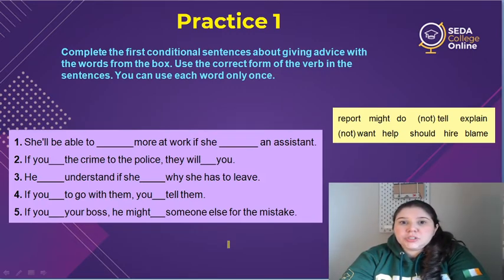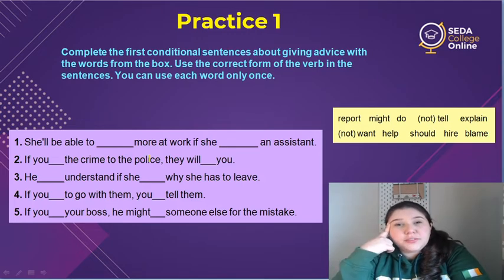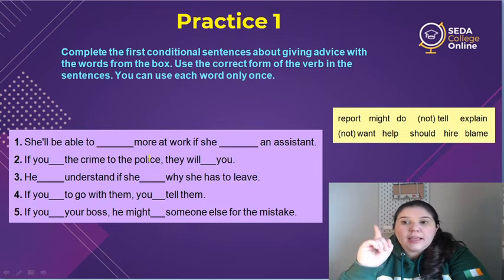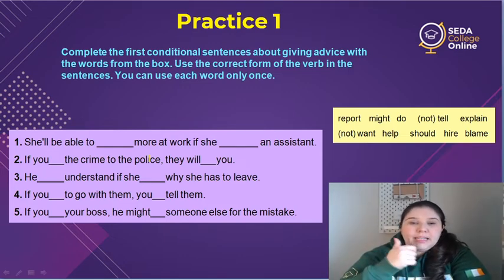Complete the first conditional sentences about giving advice with the words from the box. Use the correct form of the verb in the sentences. You can use each word only once. So you have 5 sentences there and you have a few words here. Try to complete the sentences imagining the first conditional, so present simple and future, or future and present simple, and cause and consequence. Okay, so these are 5 pieces of advice. I'm gonna give you 1.5 minutes and then we're gonna check them together. Okay, let's work. Go ahead.